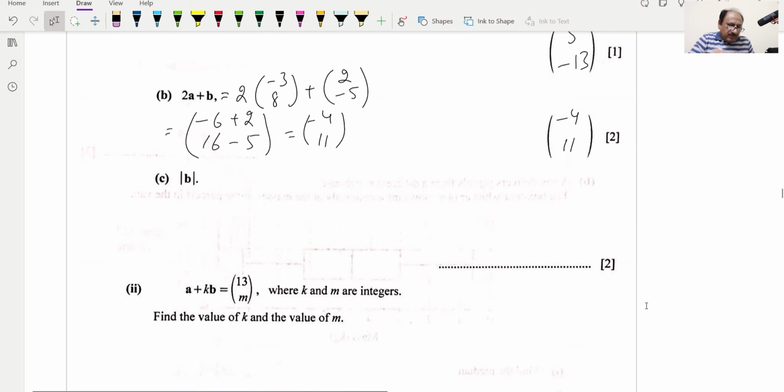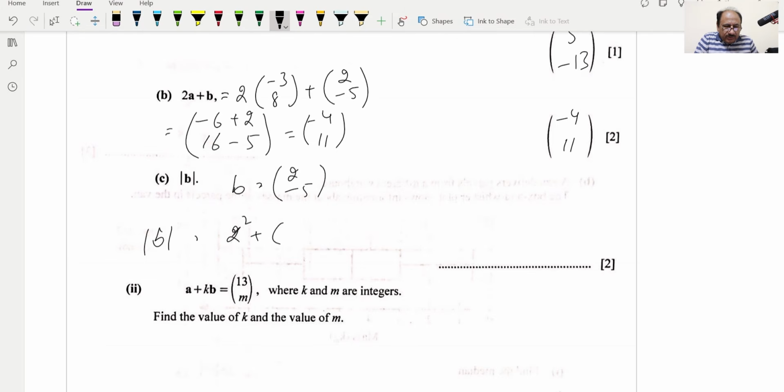2 mark question. Then mod of b, and b we know is 2 and minus 5. So mod b we can take x squared, which is 2 squared plus y squared, minus 5 squared, under root, and this will be equal to 4 plus 25, so root 29, and root 29 will be our answer.